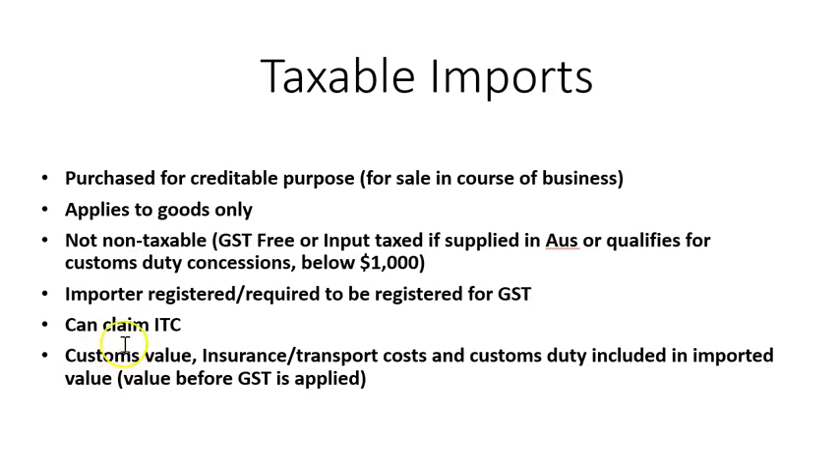And just another point here, the customs value, insurance and transport costs, and customs duty are included in the imported value. So this is the value before GST is applied. For example, if I was importing something which cost me $900, but then I actually had to pay an extra $150 for transport costs, that means the total value of my goods would be $1,050, which would mean I would have to pay GST on that import.